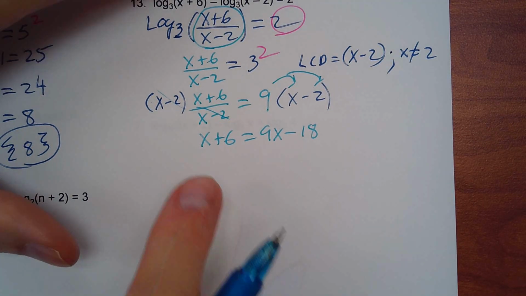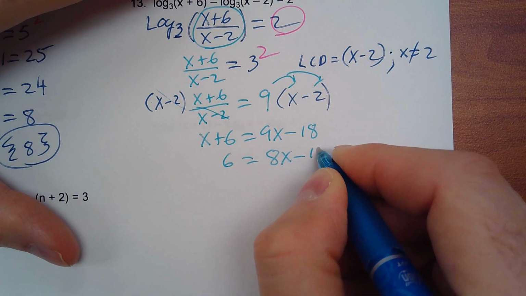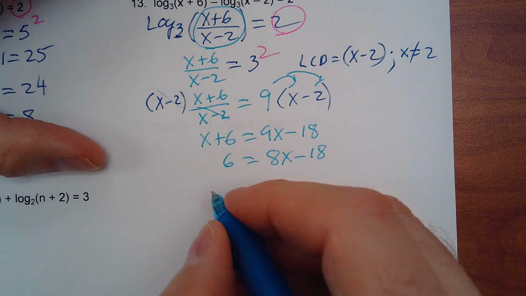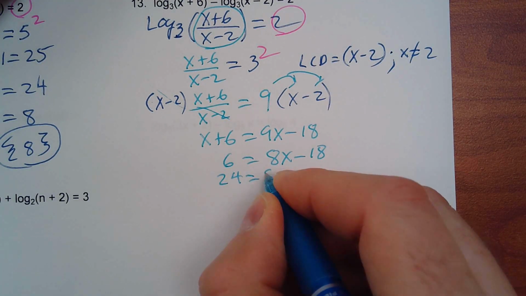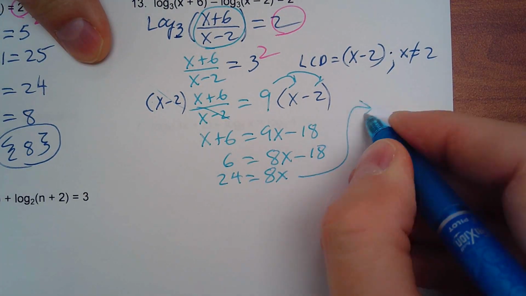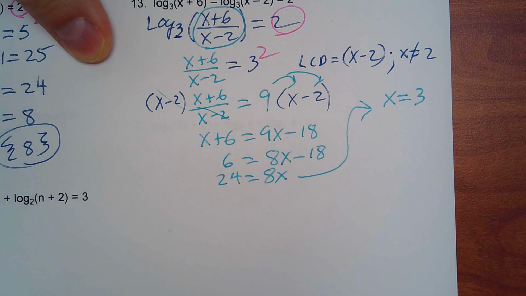Let's go ahead and take away x from both sides. So that's 8x minus 18 equals 6. And then I'm going to go ahead and add 18 to both sides. That will give us 24. And then I want to divide both sides by 8, and that will give me 3.